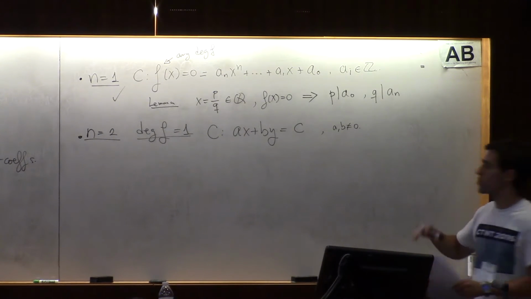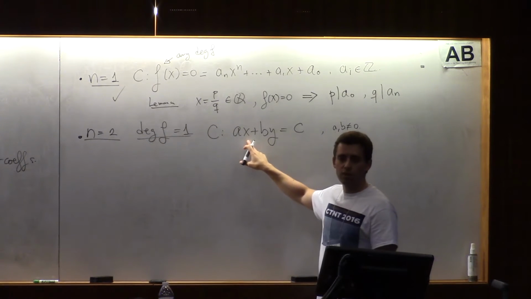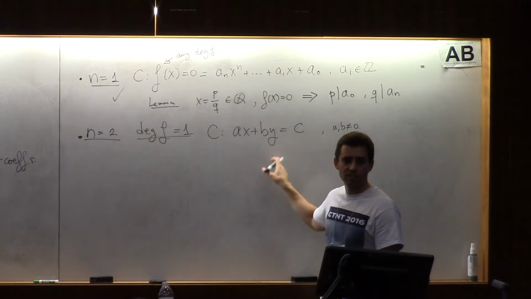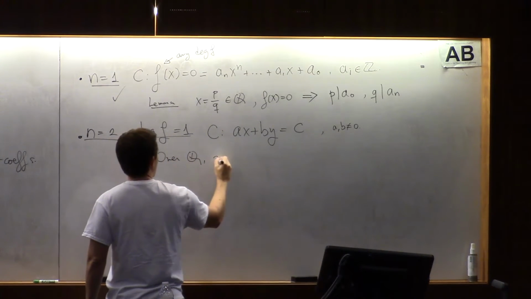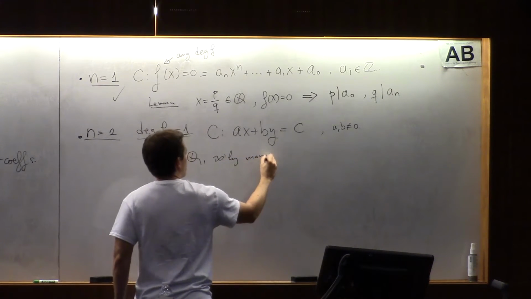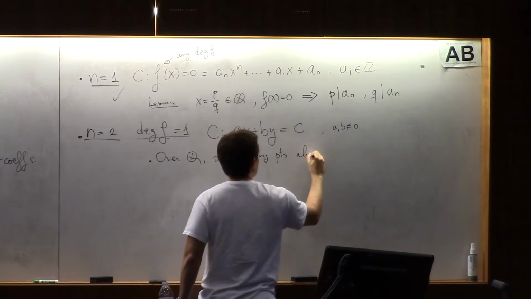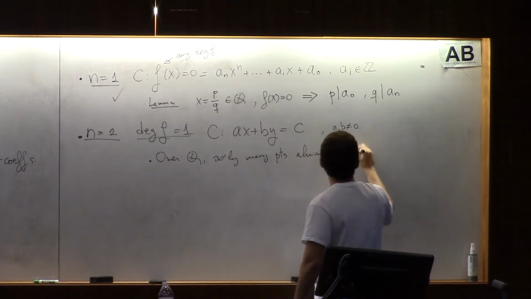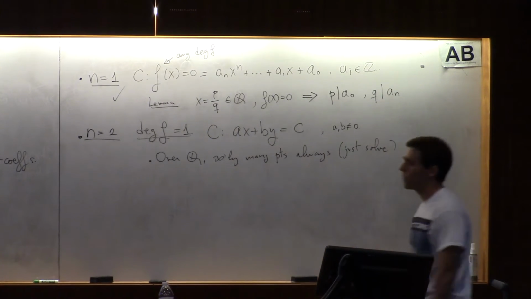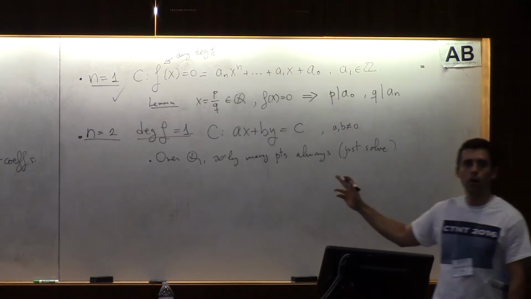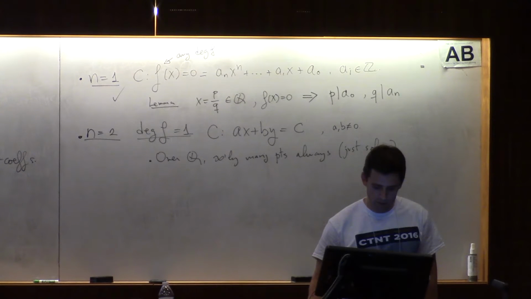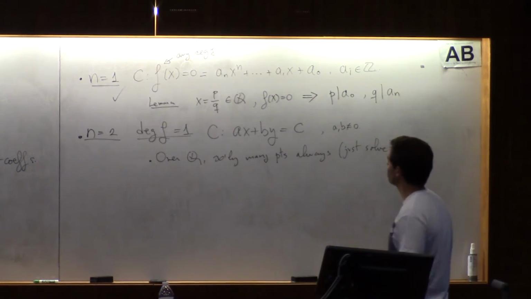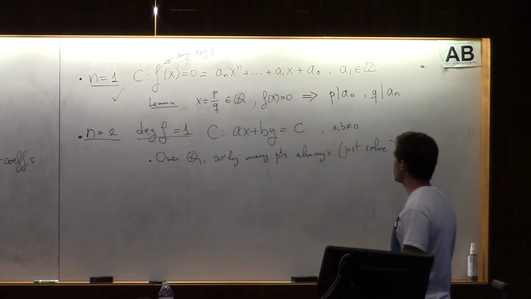There are always rational solutions. You can take x to be any rational number you want and then solve for y, or vice versa. So over Q there are infinitely many points always, and you just solve for one variable in terms of the other and parameterize all of them.